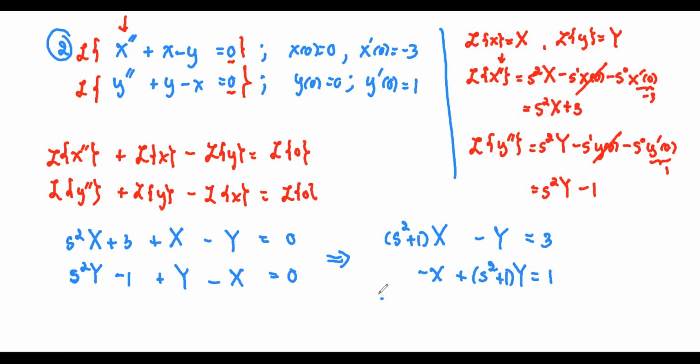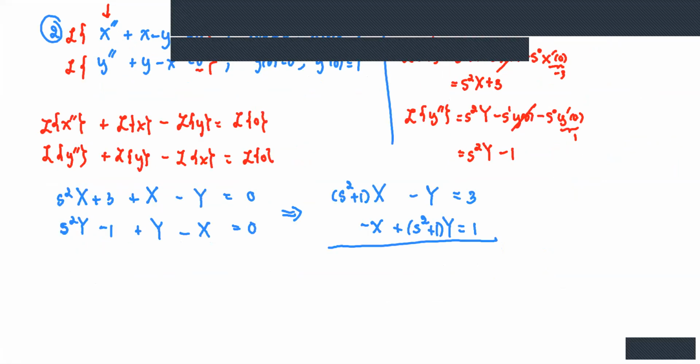Okay. Next, decide whether you want to eliminate X or Y. This one looks like both X and Y have the same coefficient, so we just pick and choose. How about we eliminate X this time? Are you guys okay with that? Yep. Okay, we're going to eliminate X.